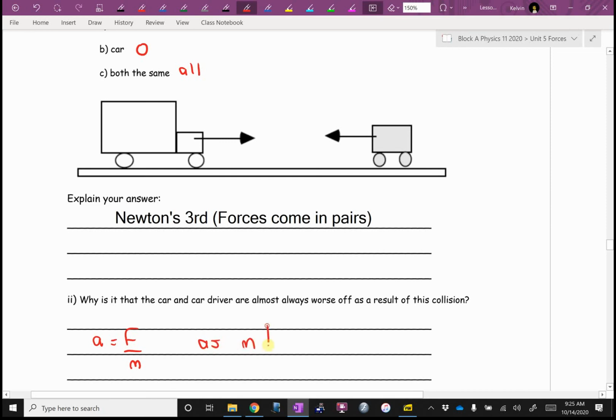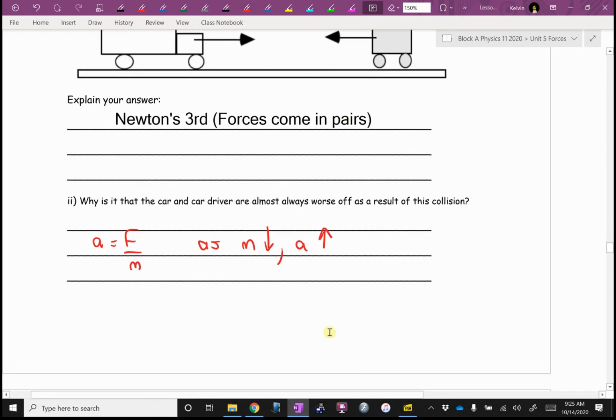As M decreases, A increases. And what does damage in an accident is acceleration. Not your velocity, not your speed, not the distance. It's A. It's A. Not the force. It's A. Is that okay?